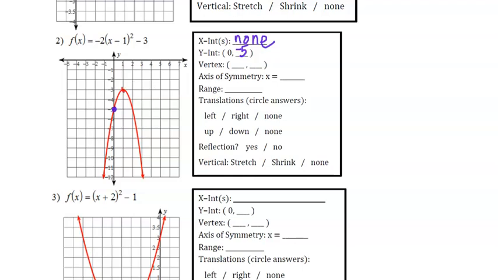For a vertex, that's going to be this maximum value at 1, -3. Axis of symmetry is the x part of the vertex, x equals 1. The range would be the y part of the vertex, so it's going to end at -3. So it goes down further, that's -infinity, and then here's -3.